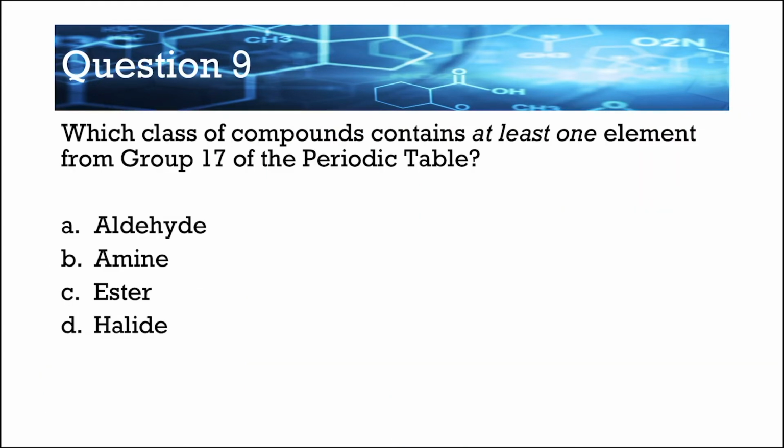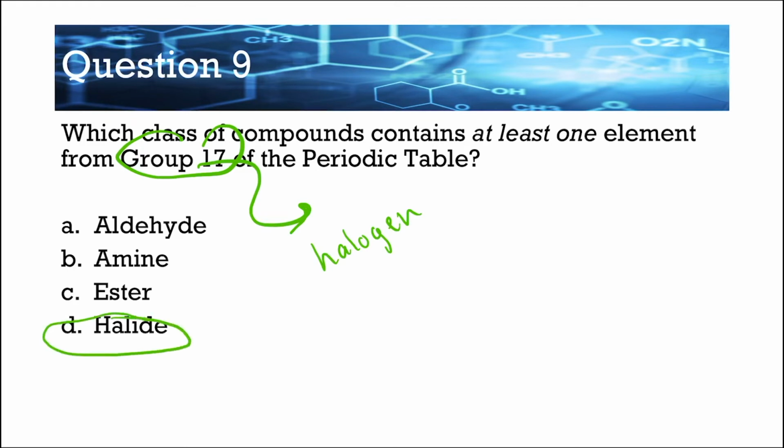Number 9 says which class of compounds contains elements in group 17. Group 17, remember, is called the halogens. So the functional group, when you add a halogen to a compound, is halide. Generally it's chlorine, iodine, bromine, and things like that.